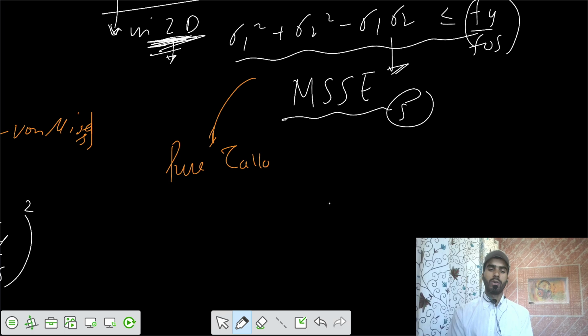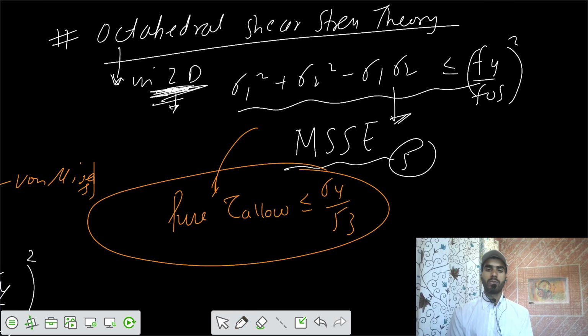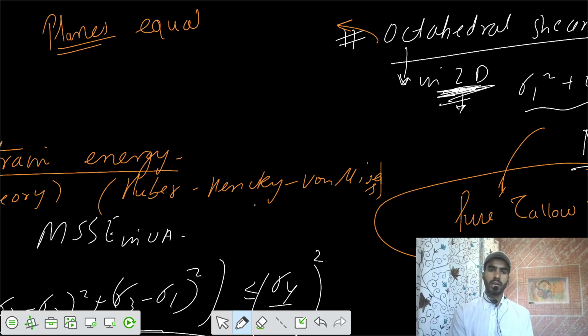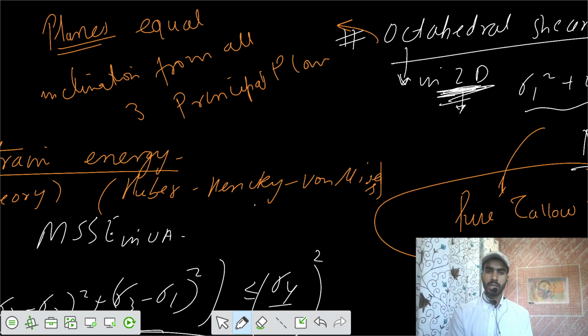That means it would allow tau allowable of sigma y by root 3. So this was one more method. Octahedral means we have octahedral planes, that means they are the planes. Octahedral planes are those planes which have equal inclination from all three principal planes. So these are the octahedral planes, those planes which have equal inclination from the principal planes.